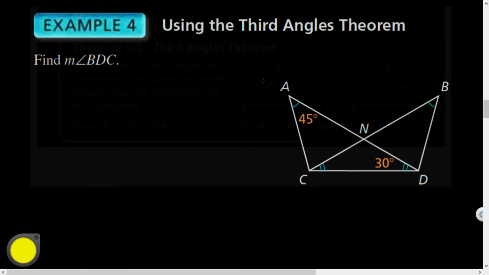Find the measure of angle BDC. So, gentlemen, BDC, this angle right here. Right there. Okay. Does anyone have any ideas? Okay, yeah. Josh.